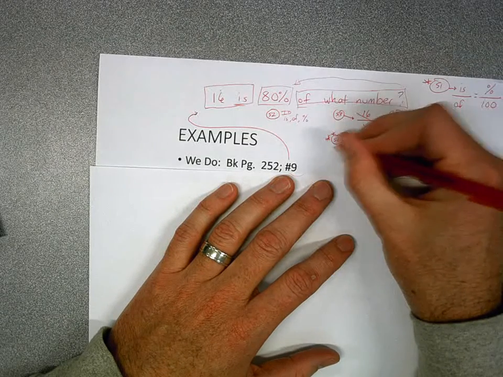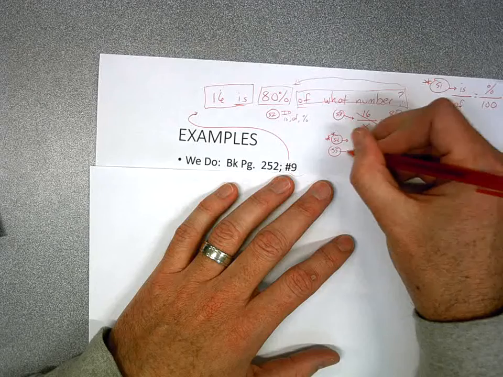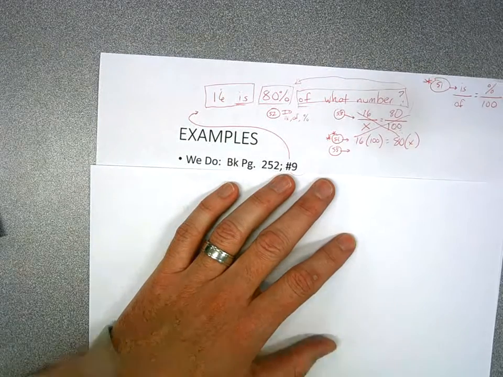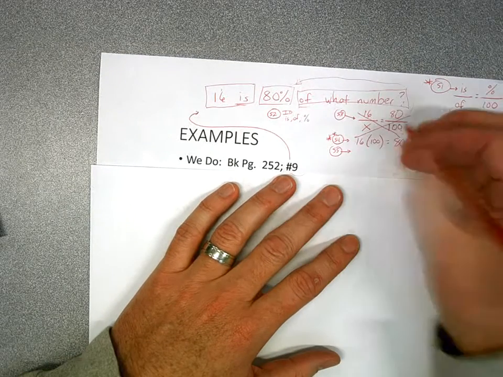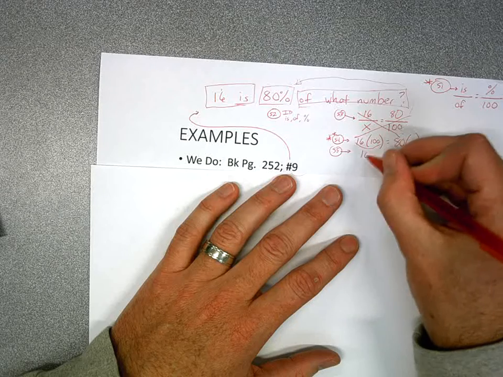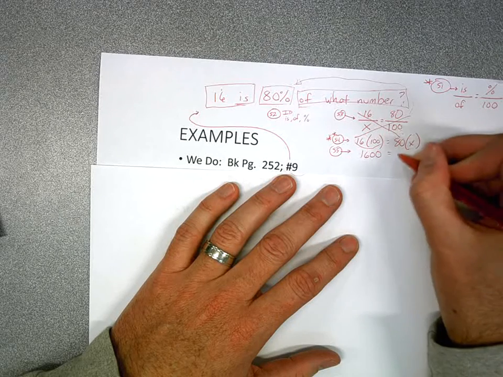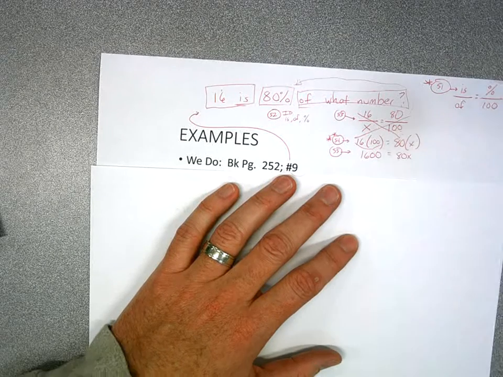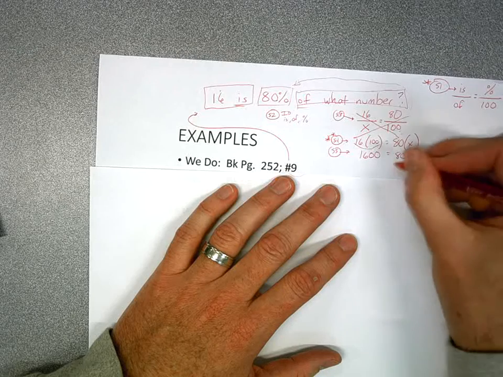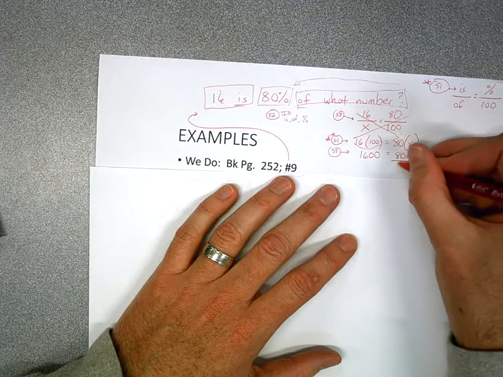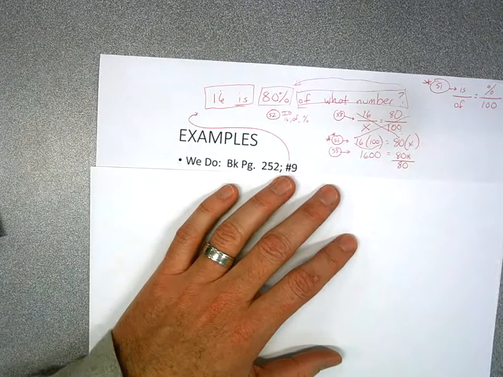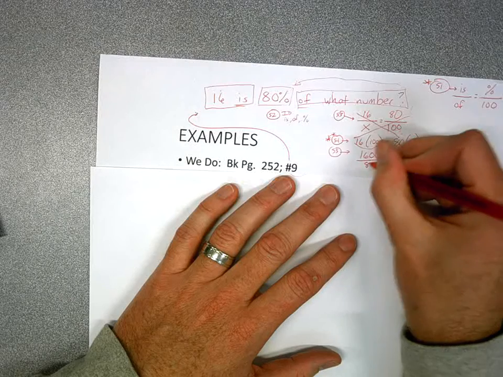We can call this step 5, which is just as important as step 4, and that is we're going to simplify and solve. So here we go. 16 times 100 is 1600. 80 times x is 80x. And then we need to find out what x is, right? It's being multiplied with 80, so we do the inverse. We divide by 80 there, and we divide by 80 here.